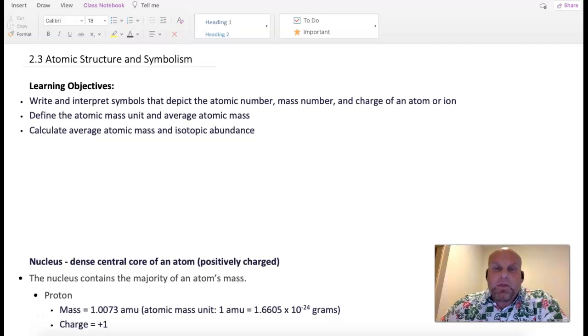Mr. Simpson here with the video for Chapter 2, Section 3, Atomic Structure and Symbolism. You see the learning objectives are listed here. Take a second and jot those in your notebooks. I've split the videos into two parts here for Section 3. This first video will deal with atomic structure, while the second video will focus entirely on average atomic mass.